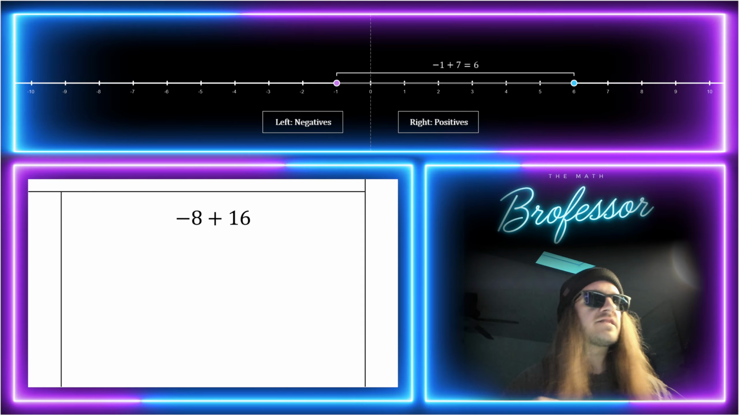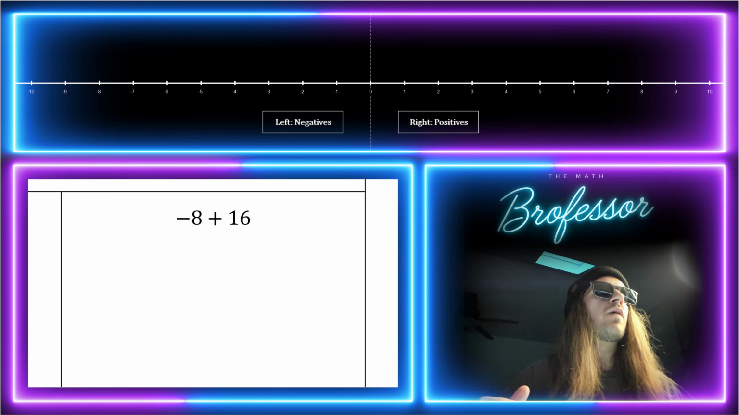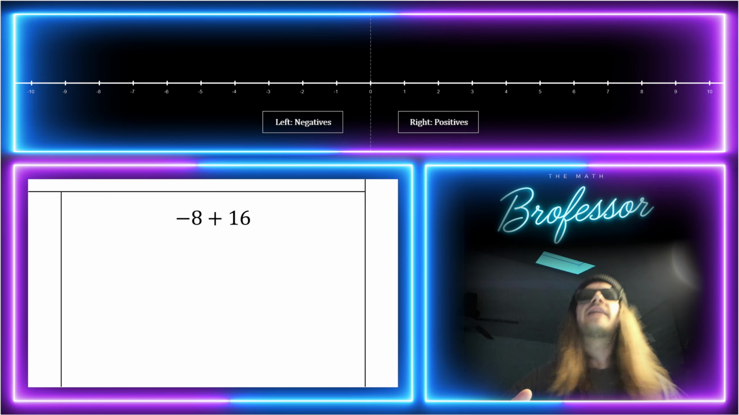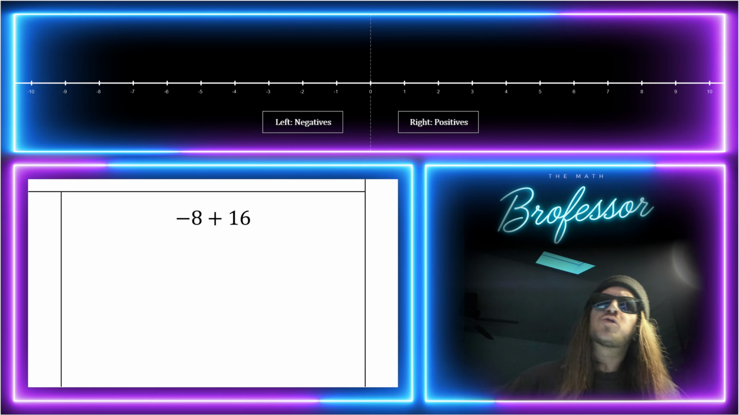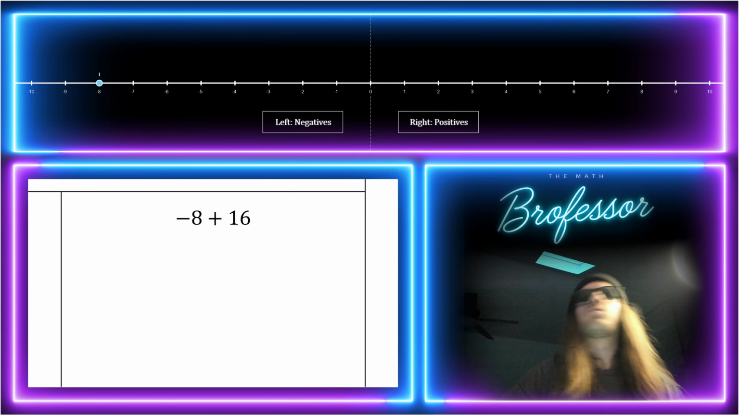Negative 8 plus 16. This is the longest animation I have on this video. We're going to start at negative 8, and we're going to travel 16 units to the right. Where will that land us?